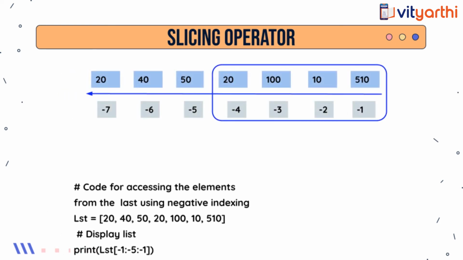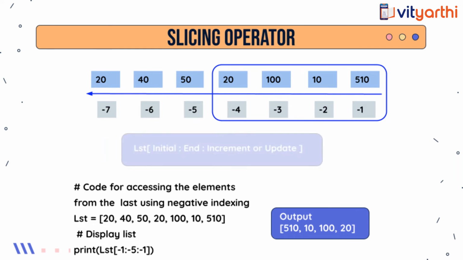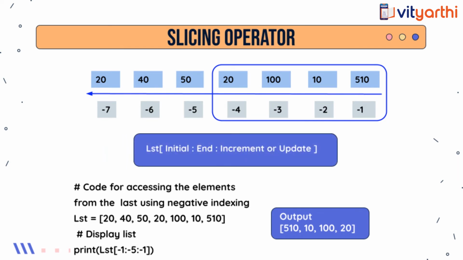Code for accessing the elements from the last using negative indexing. list = [20, 40, 50, 20, 100, 10, 510]. Display list. print(list[-1:-5:-1]). Output is 510, 10, 100, 20. In this example, the slicing operator defines the beginning and end.